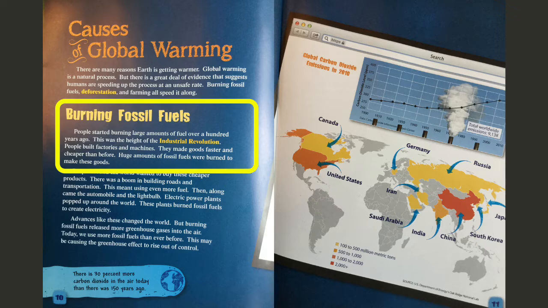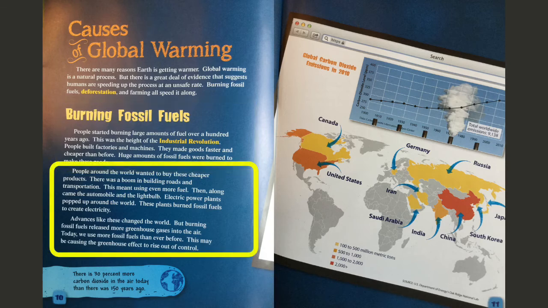Burning fossil fuels. People started burning large amounts of fuel over 100 years ago. This was the height of the Industrial Revolution. People built factories and machines. They made goods faster and cheaper than before. Huge amounts of fossil fuels were burned to make these goods. People around the world wanted to buy these cheaper products.